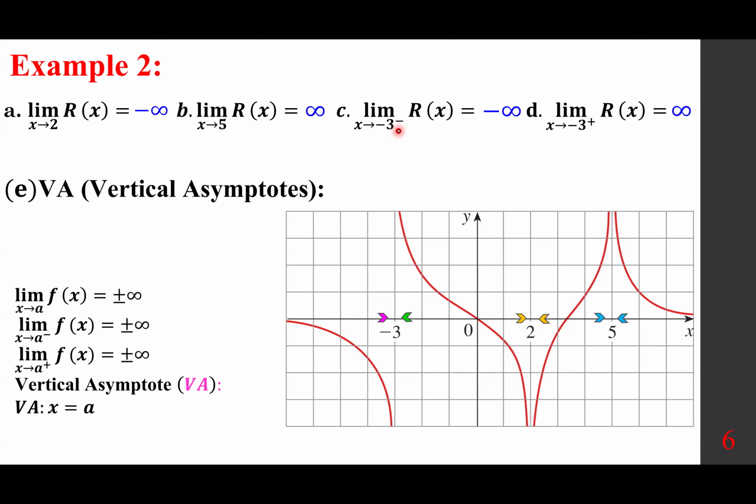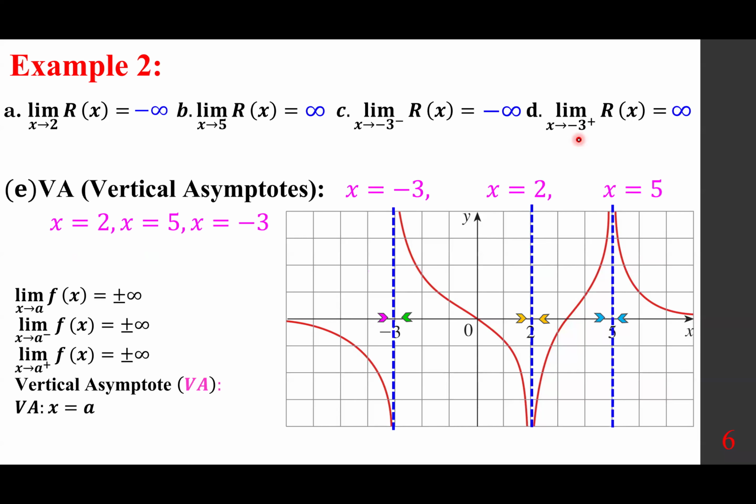And according to the definition of a VA, short for vertical asymptote, when the limit of f of x as x approaches a, or a from the left or a from the right, is positive or negative infinity, then the vertical asymptote has the equation x equals a. Therefore, this says x equals 2, this one x equals 5, this one x equals -3, this one the same thing, x equals -3. Those are the vertical asymptotes.